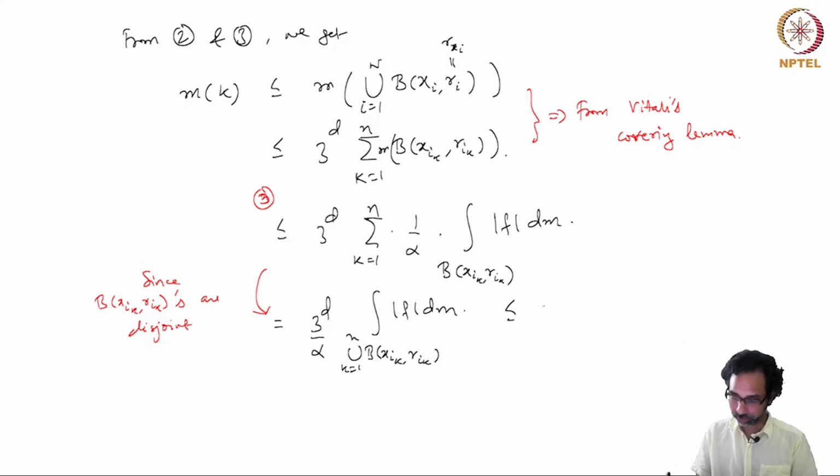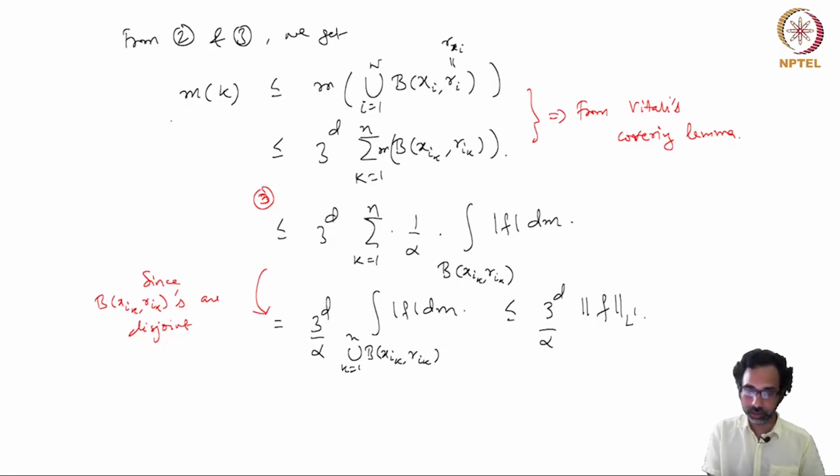And now this is less than or equal to 3 to the power d over alpha times the integral over all of R^d of |f| dm, and this is nothing but the L1 norm of f. So this is what we wanted to prove, that any compact set K satisfies this inequality. So K was a subset of A alpha, and now by inner regularity we get the result.